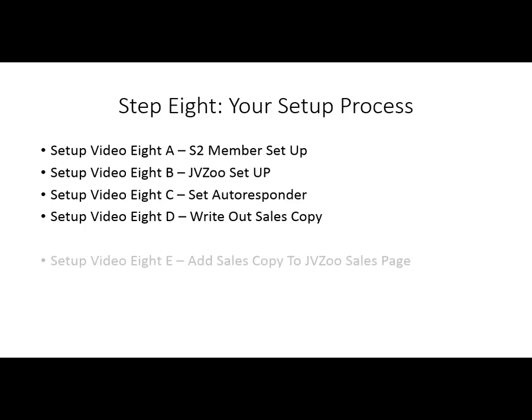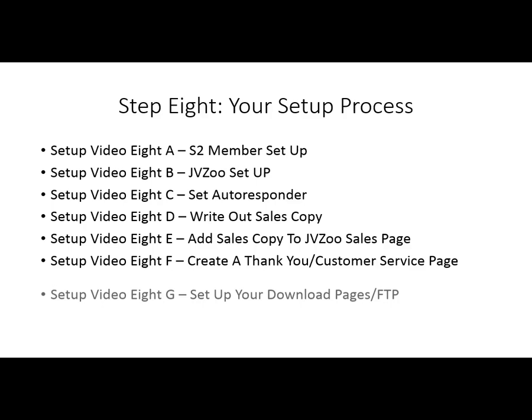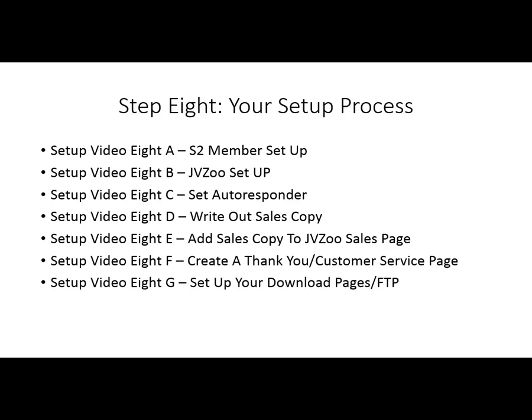You have written out your sales copy, you have added that copy to your JVZoo instant sales page, and you have created a thank you and customer service page. Now what we need to do is start setting up your download pages and your content. And what we're going to do then is make sure that the link is hidden from the search engines, and then we're going to make sure that the link makes it into your autoresponder. So with that, let's get started.